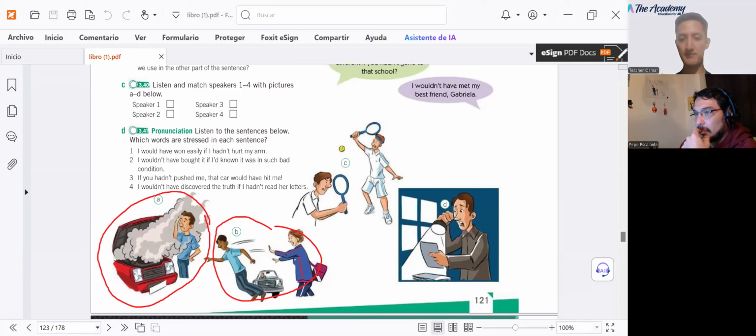Track 3.40. 1. How did the match go? Oh, I lost 5-1. Oh dear. Well, I wasn't playing my best. Of course, I would have won easily if I hadn't hurt my arm. Oh, of course. 2. It's no good. I can't start the engine. Oh, great. This car's nothing but trouble. I know. I wouldn't have bought it if I'd known it was in such bad condition. Well, what did you expect for such a cheap price?